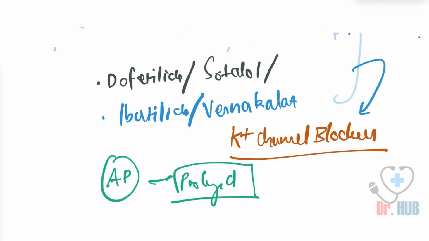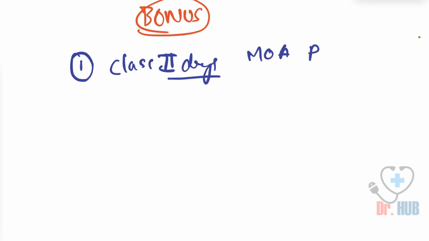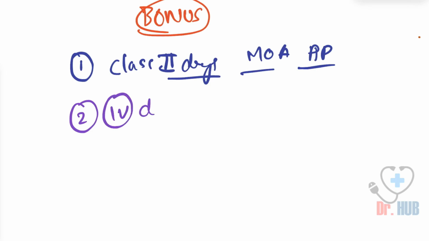Now we are going to look at some bonus questions. You can answer these in the comments. The first question is, name class 2 drugs plus the mechanism of action and the action potential, whether it's prolonged or shortened. The second one is, what are the class 4 drugs? Same thing, the mechanism as well as whether the action potential is increasing or decreasing.